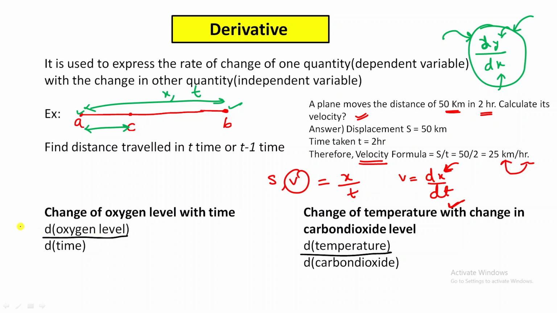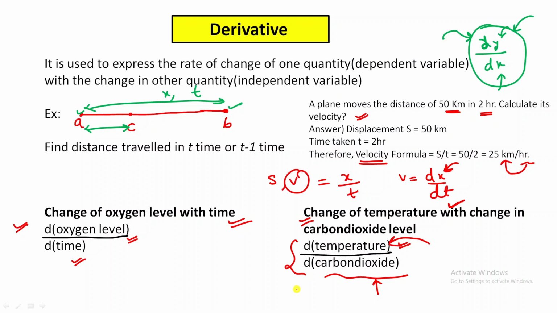For example, in real life you can ask how the oxygen level is changing with time, d of oxygen level upon d of time. In the same way, how the temperature is changing with respect to a change in carbon dioxide. The carbon dioxide level increases or decreases, and based on that the temperature, which is the dependent variable, can also change. To express all these statements, we use this notation.